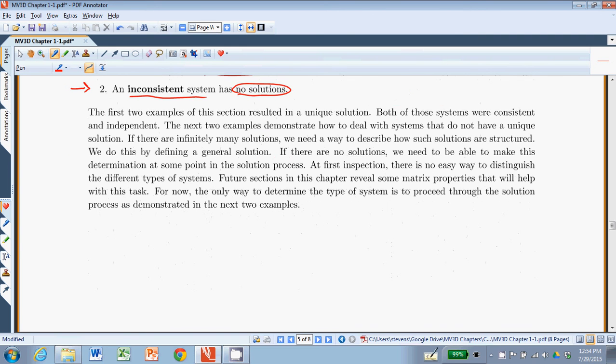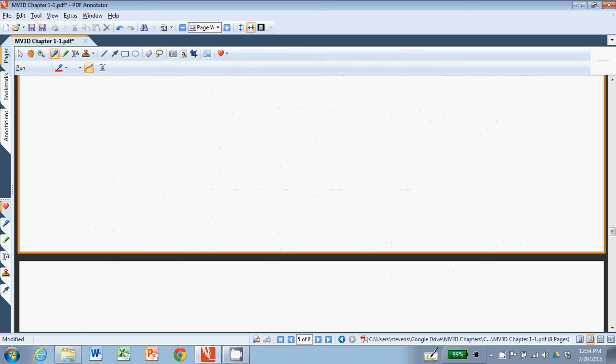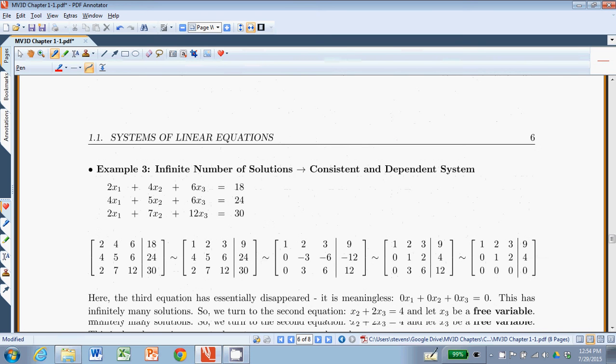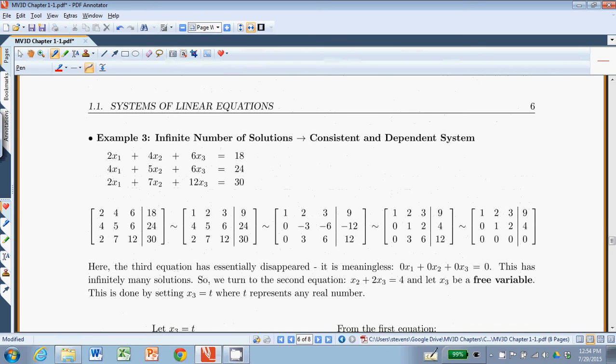So let's do those next two examples. The first of these results in an infinite number of solutions, and that's indicative of a consistent and dependent system. So here's our system, and you look at it, you wouldn't think there's anything wrong with it, so we just proceed with the solution process.